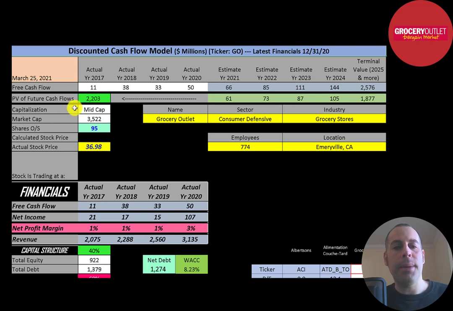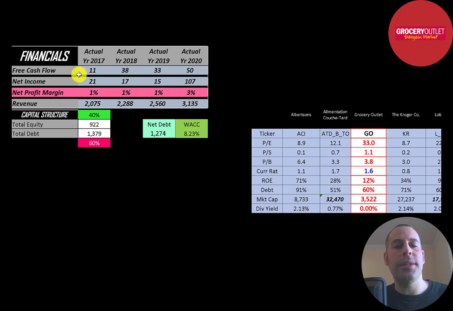This is a mid-cap company, $3.5 billion market cap. They're trading at $37 a share, and they have 95 million shares outstanding. Let's look at the financials. The way you value a company is you estimate the free cash flows into the future, and then you discount those numbers back to today's value. That's what we're doing in this video.